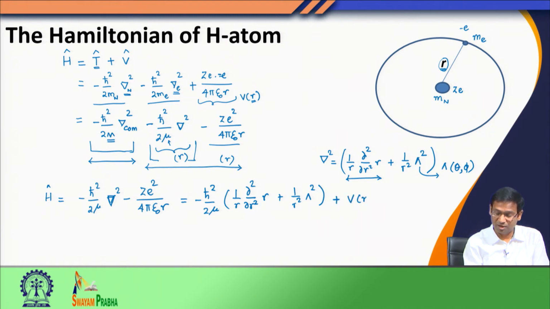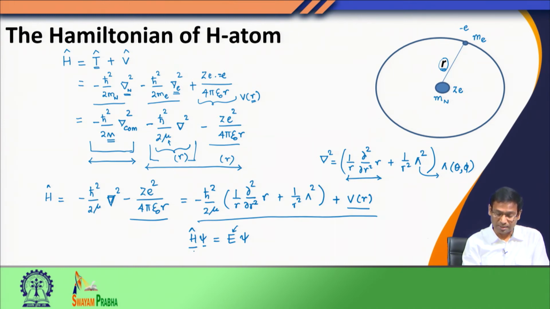Plus V of r, where V of r is the potential energy, which, remember, is the Coulombic interaction between the electron and the nucleus. So, now this is the Hamiltonian that we would like to solve. If I have to write down the corresponding solution, I would write something like this. This is the Hamiltonian that I have defined, this is the eigenfunction that I would be interested in obtaining, and this will be the corresponding energy.